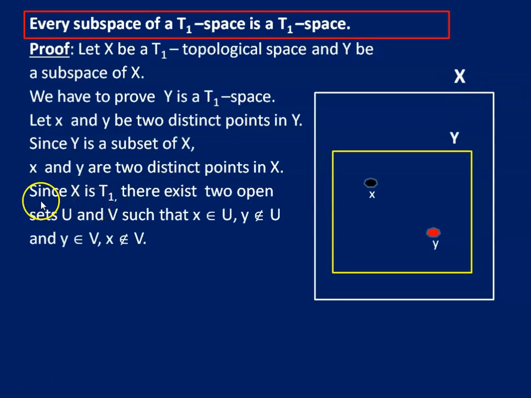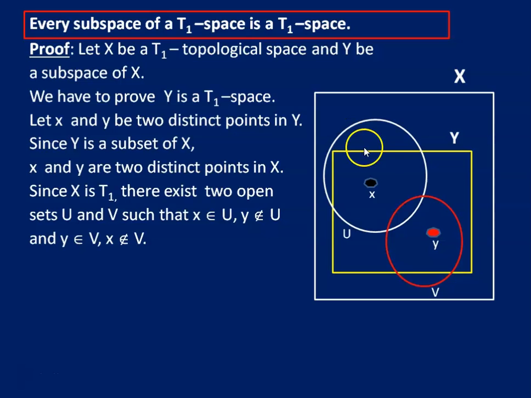But it is given that X is a T1 topological space. So by the definition of a T1 topological space, there exist two open sets U and V such that U contains x but not y and V contains y but not x. So for these two points x and y, since they are distinct points in X and X is a T1 topological space, we can find an open set U which contains x but not y and an open set V which contains y but not x.